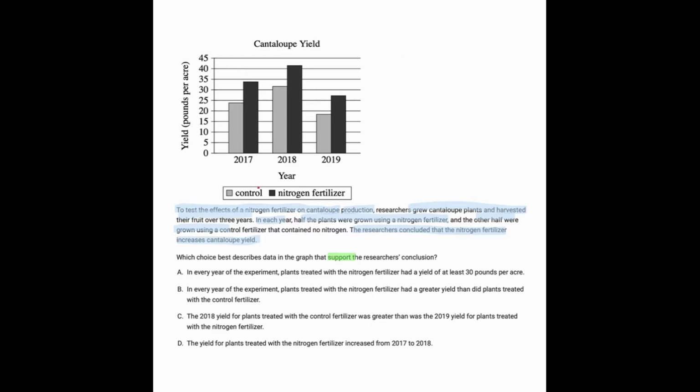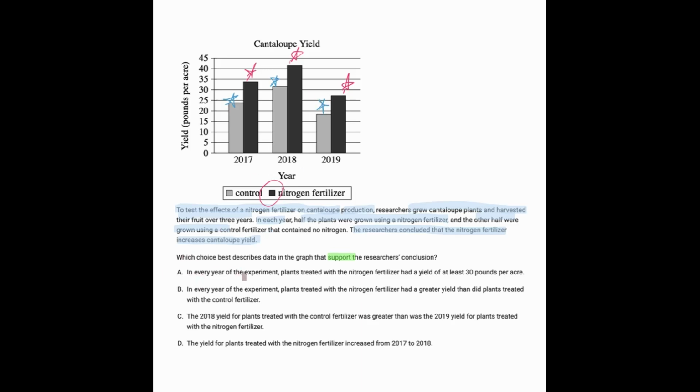And how do we see that in the data? When there was nitrogen fertilizer, the yield seemed to always be greater. And of course, when there wasn't nitrogen fertilizer, the yield was smaller. And those are the blue stars there. So which answer choice says that?